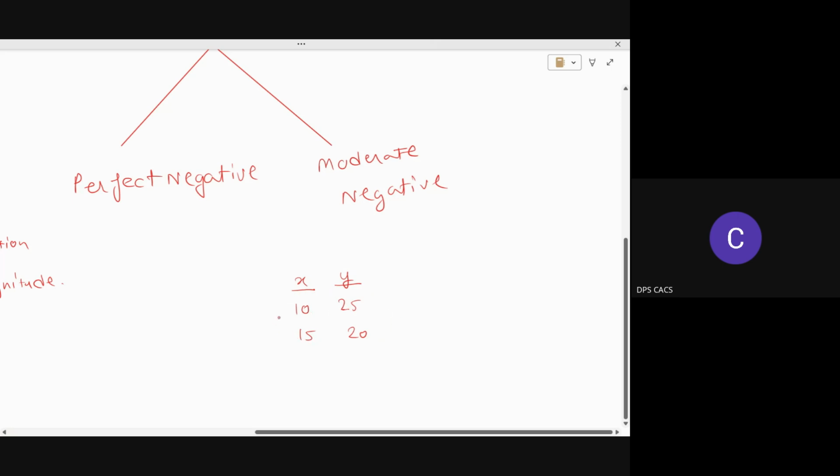And by how much value? Sir, by 5. So one is increasing, one is decreasing. Sir, this is negative direction, opposite direction, and same value. So it is perfect negative. So we should write opposite direction, but same magnitude.